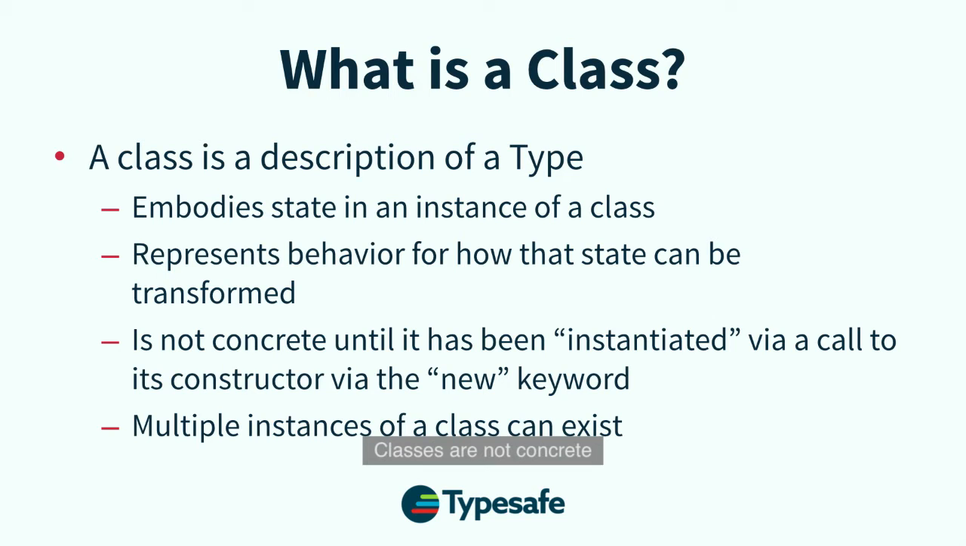Classes are not concrete unless they have been instantiated via a call to their constructor with the new keyword. So a class merely describes how you would want to represent a concept such as a customer, and then to have an instance of a customer that represents a specific person, you have to instantiate the customer class with the new keyword. And multiple instances of a class can exist. For example, you would have multiple customers in your system, one would hope.